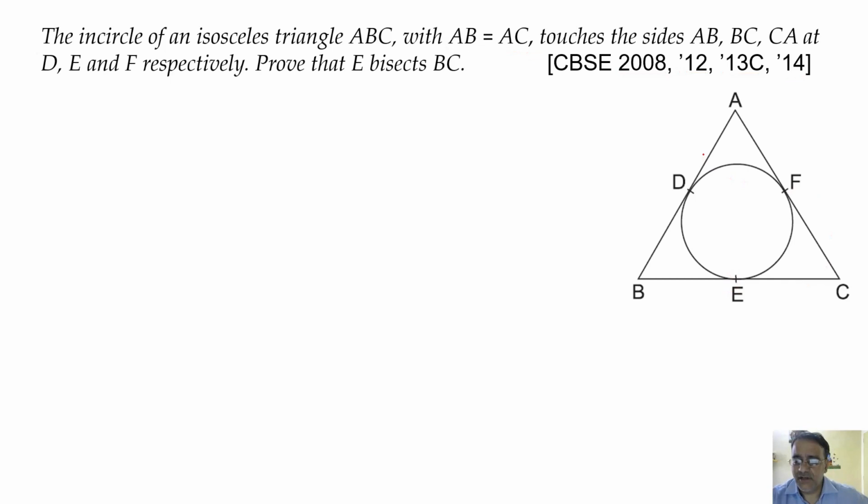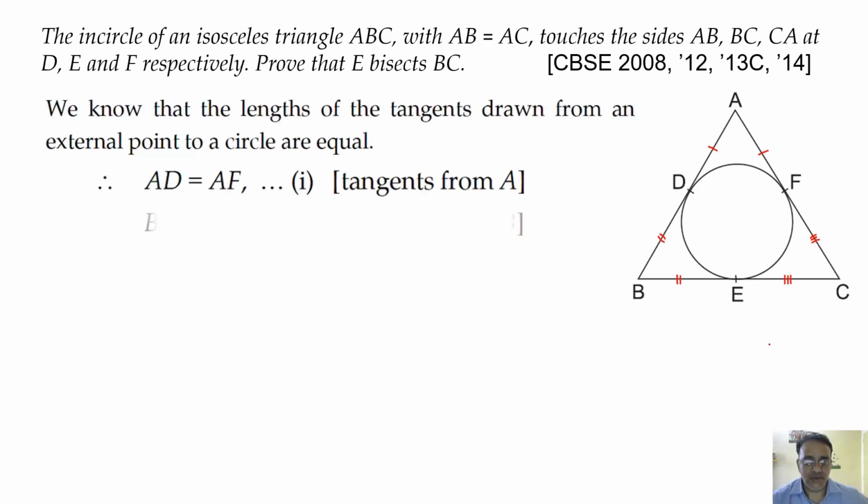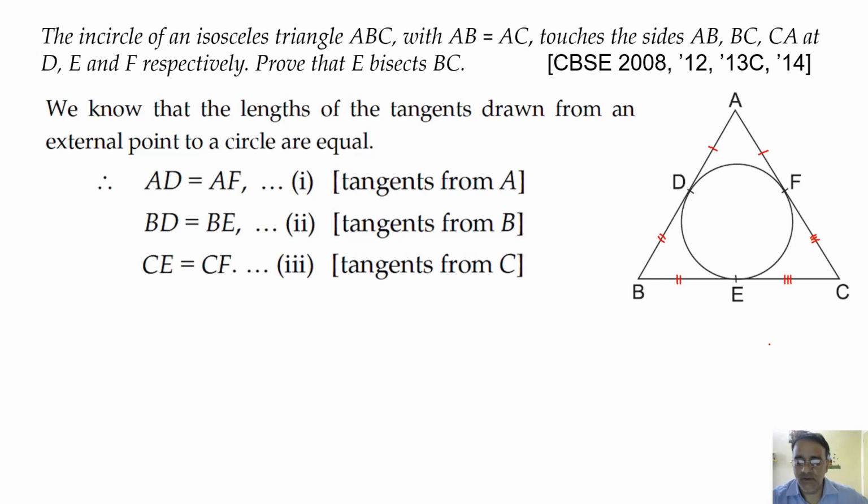See, first of all, we know that the lengths of the tangents drawn from an external point are equal. So AD is equal to AF, BD is equal to BE, and CE is equal to CF. This is clear? Yes, sir. Right. So first equation, second equation, third equation. Now, given that AB is equal to AC, how will you write AB? AD plus BD. Very good.